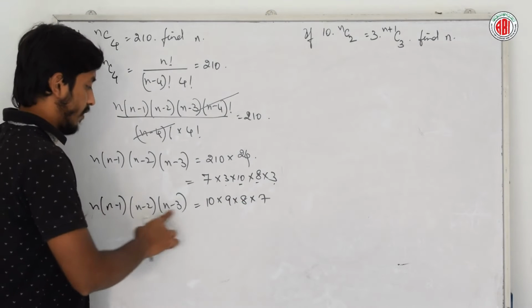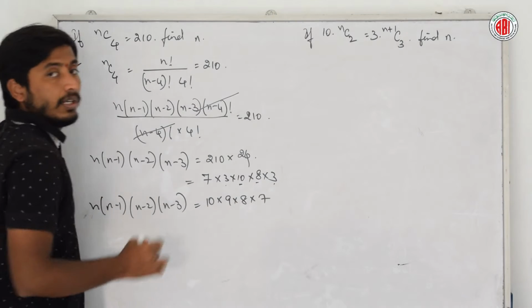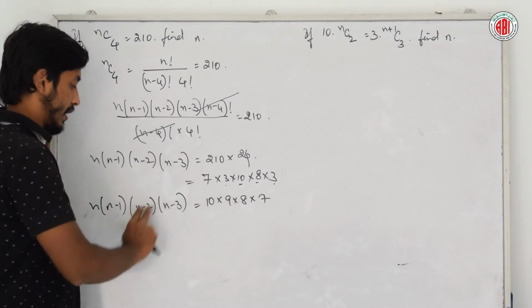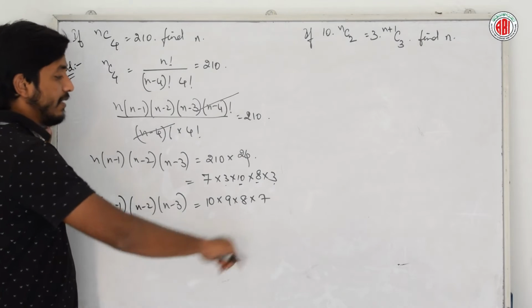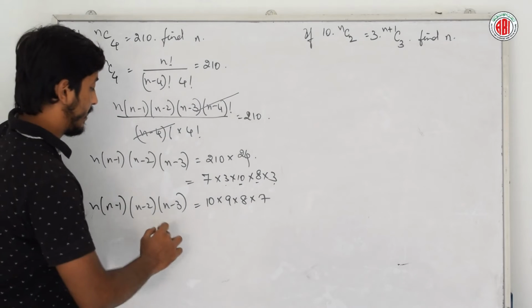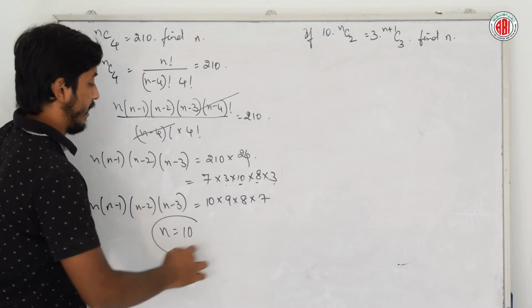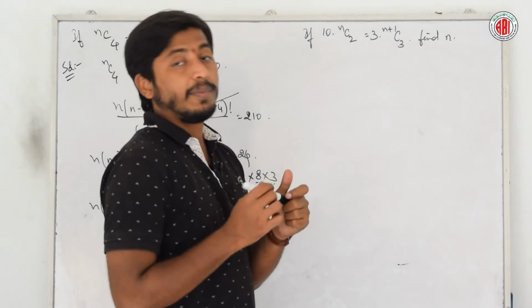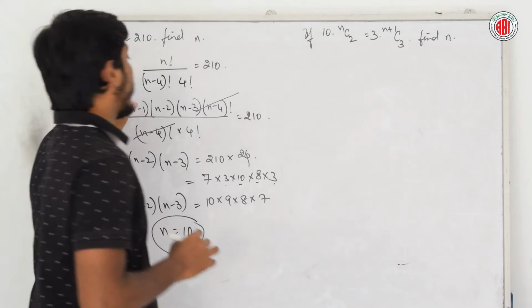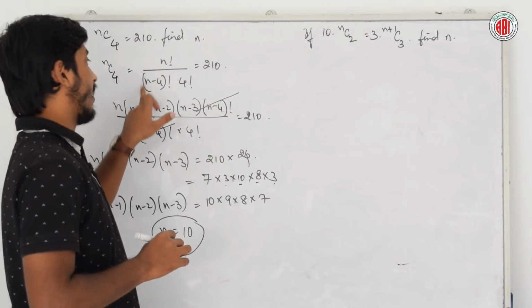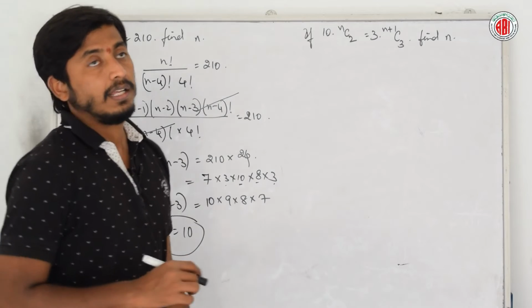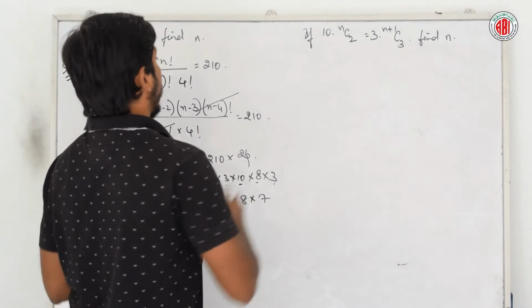n, 1, 2, 3, 4. Right? What is n? 10. n minus 1, 9. n minus 2, 8. n minus 3, 7. Obviously, what is n here? 10. That's it. Got the answer. But the main thing you have to remember is the nCr formula, which is nothing but n factorial by (n minus r) factorial into r factorial. Right? Fine.